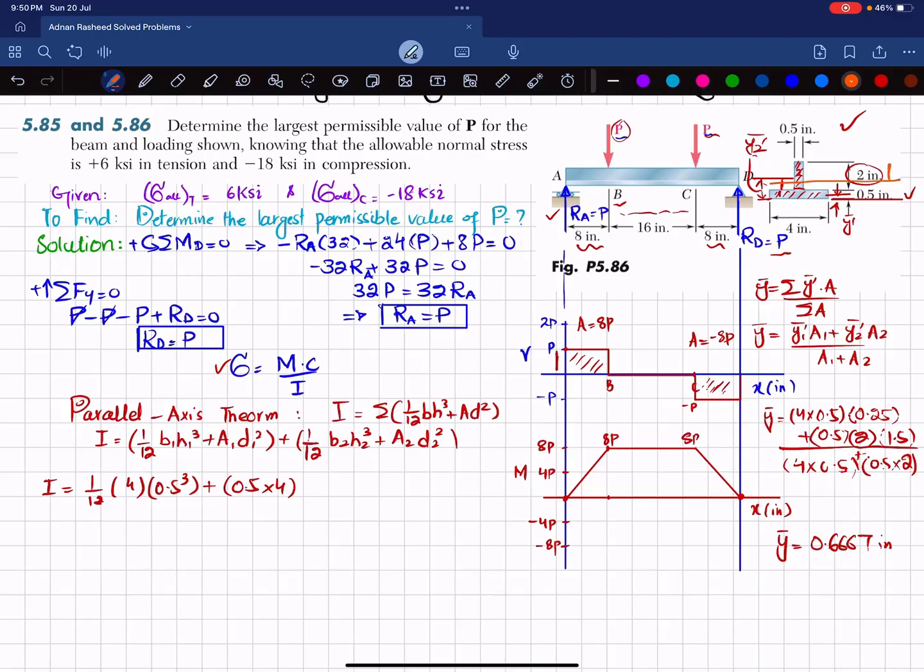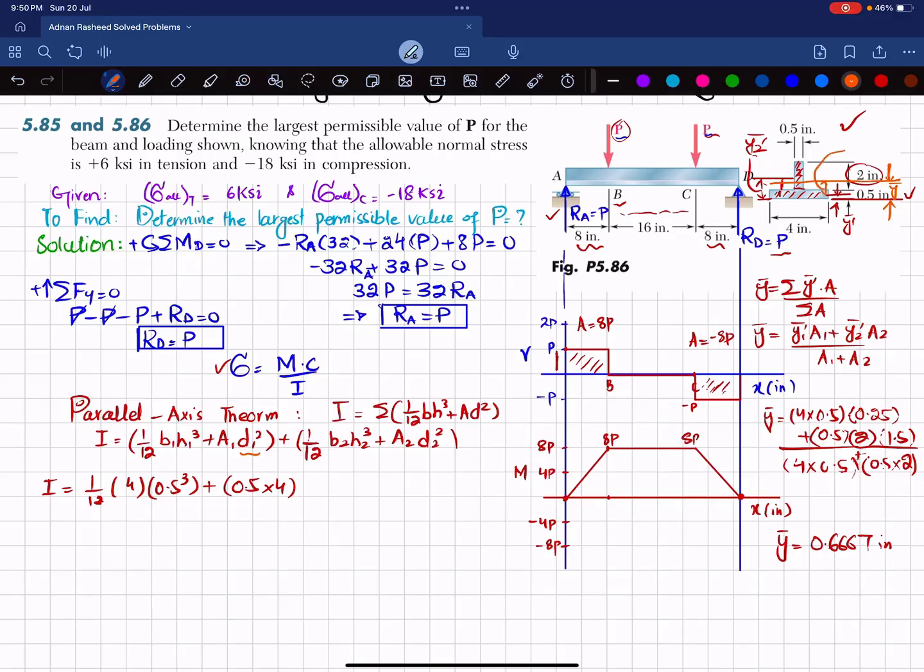So this will be y bar, which is the distance from this reference line to the neutral axis passing through the centroid. Now this is y bar. Now we will move toward D1. So what is D1? It is the distance from this neutral axis to the mid of the first section. So this will be your D1.